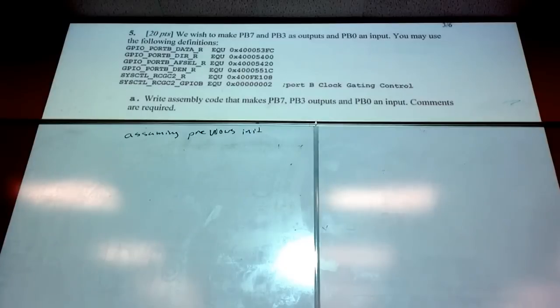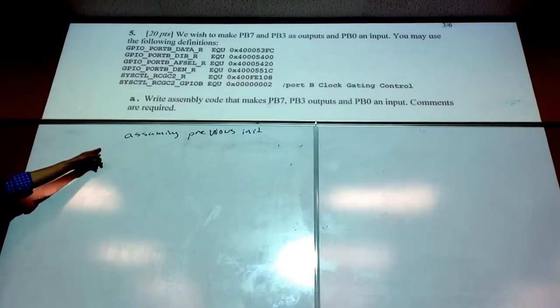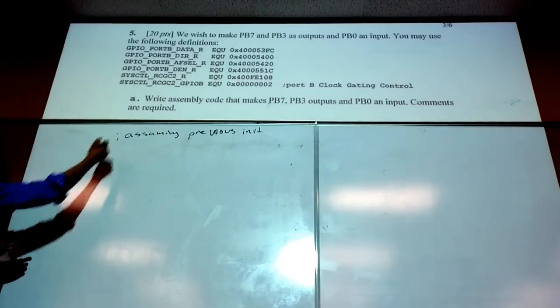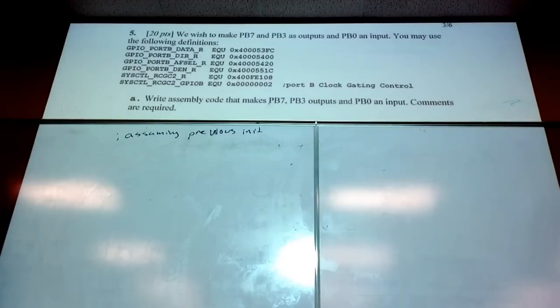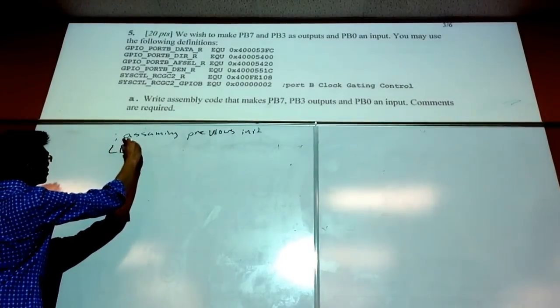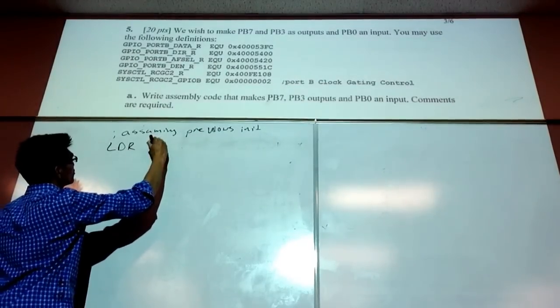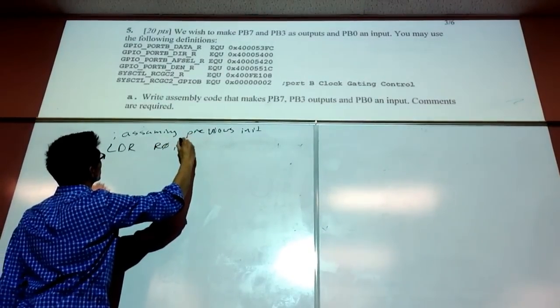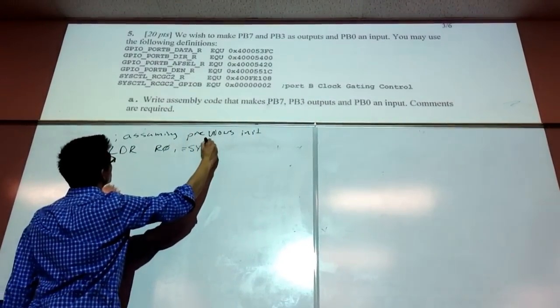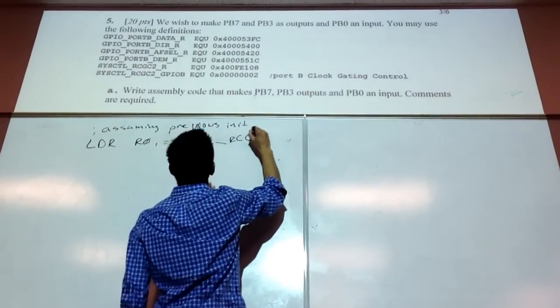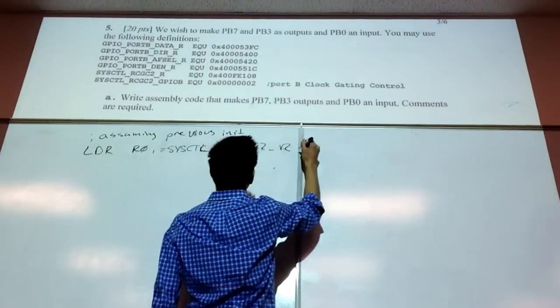So if you want to get a good grade, you either write your assumptions, or you go through the whole process. Plus you should know the whole process anyway. So let's go over that. What is the first thing I have to do? In assembly code, I would have to do an LDR, R0, or any register for that matter, equals SYSCTL_RCGC2_R, right?